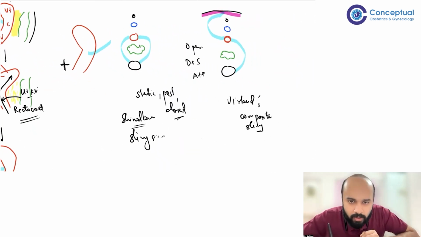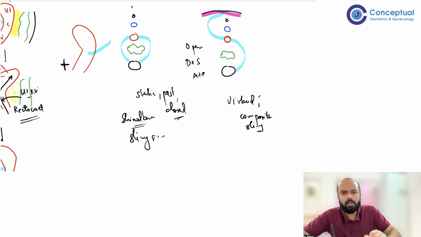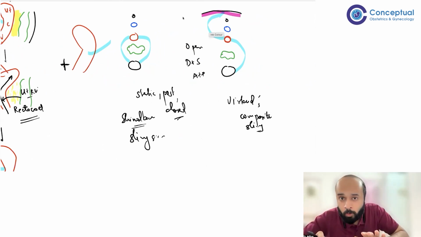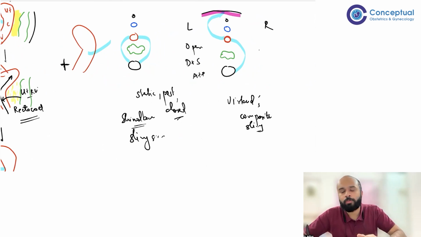Sir, left anterior and right posterior? Yes, correct. Left anterior and right posterior. So over here, by the way, we are seeing from up to down. We are not seeing from downward up. I'm seeing it from an abdominal view, which is why this is my left side. In everything that I've spoken, this is my left side and this is my right side, because on the left side I have my sigmoid colon. So I'm seeing it from the abdomen.